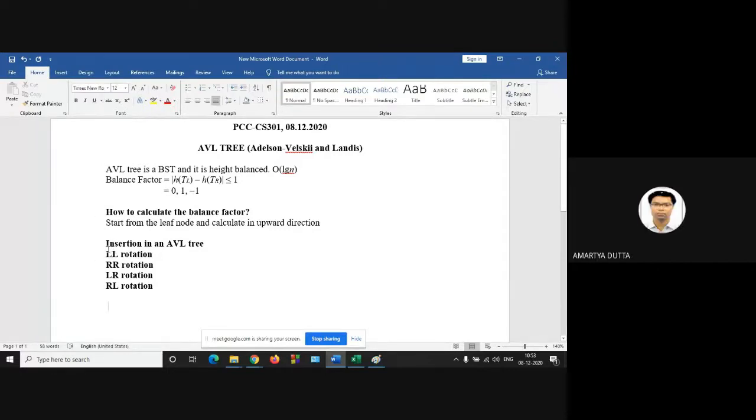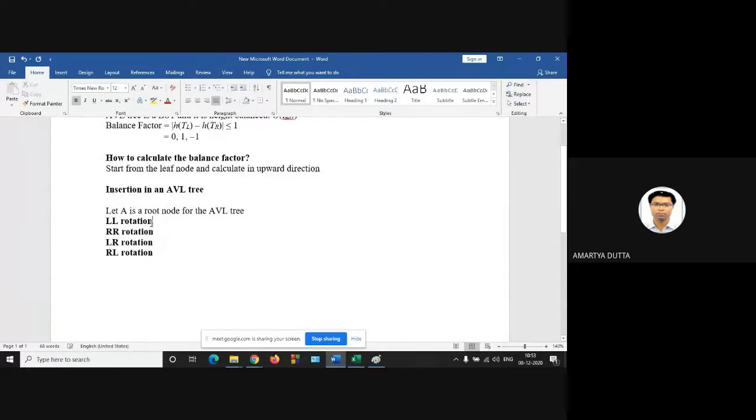So let A be a root node for the AVL tree. Then LL rotation means actually LL and RR. These two rotations are called the single rotation, and LR and RL, these two rotations are called the double rotation. We will discuss it shortly.